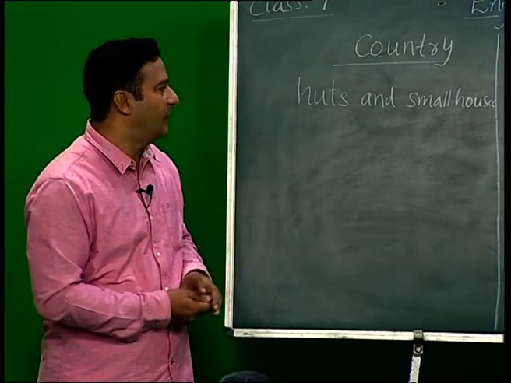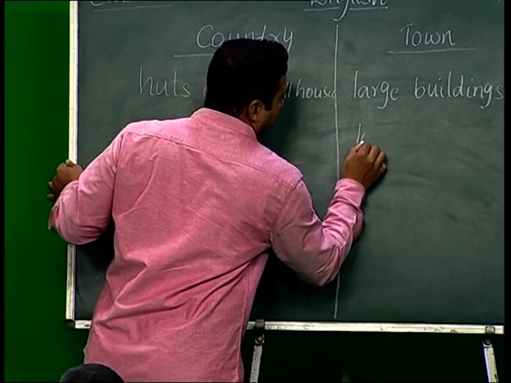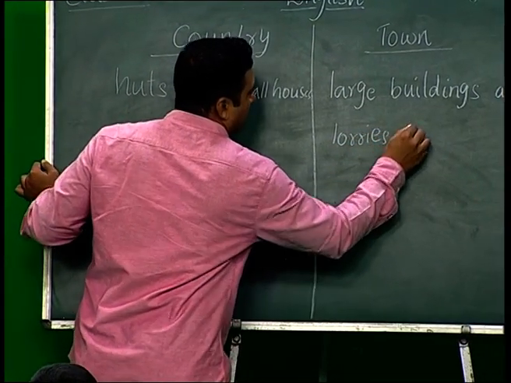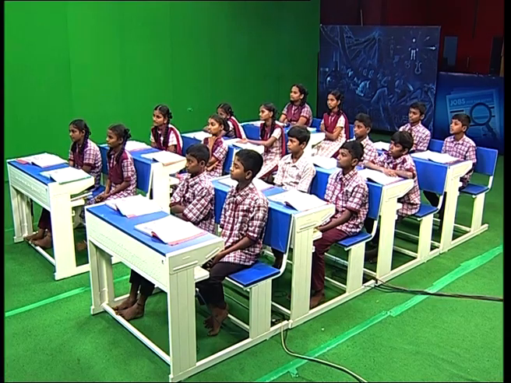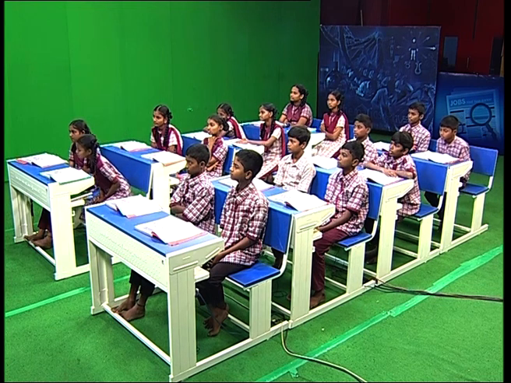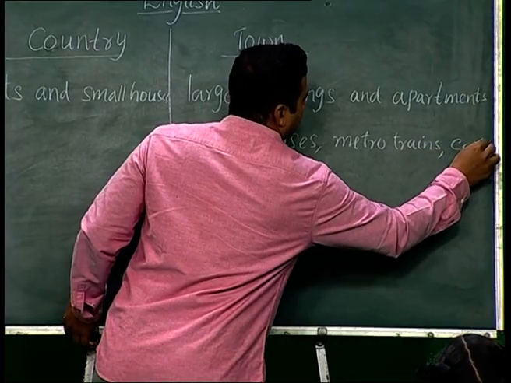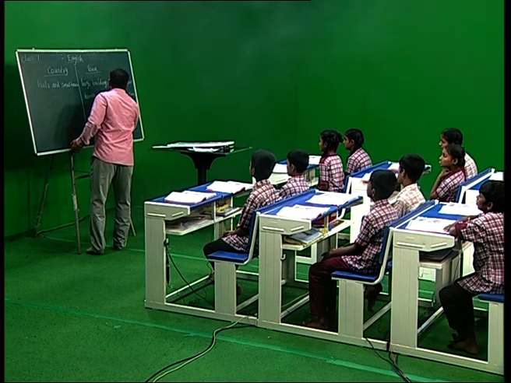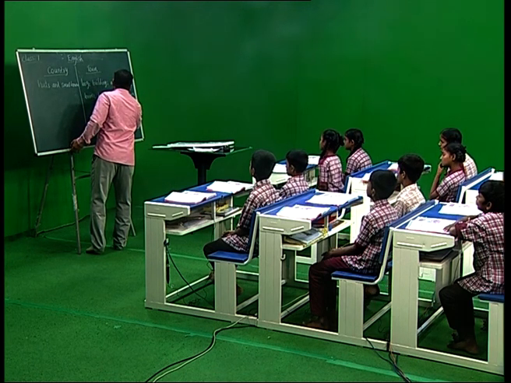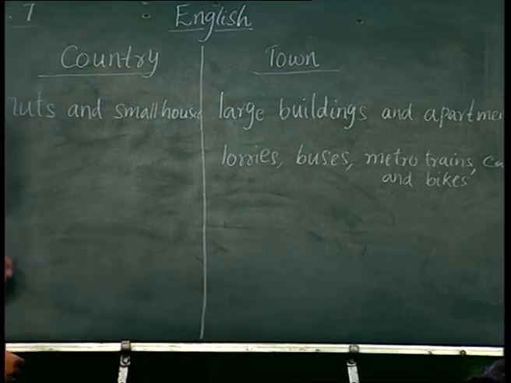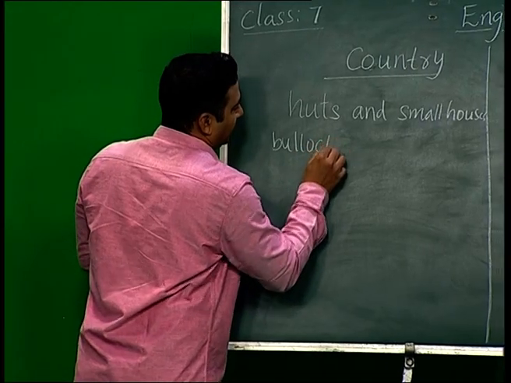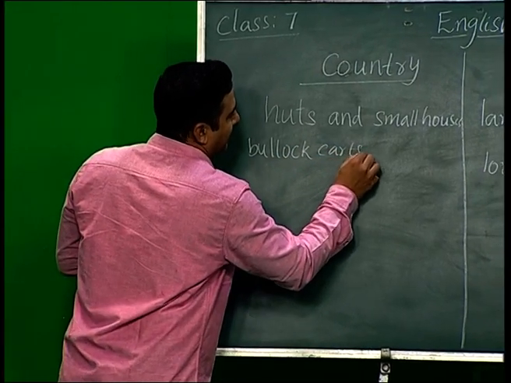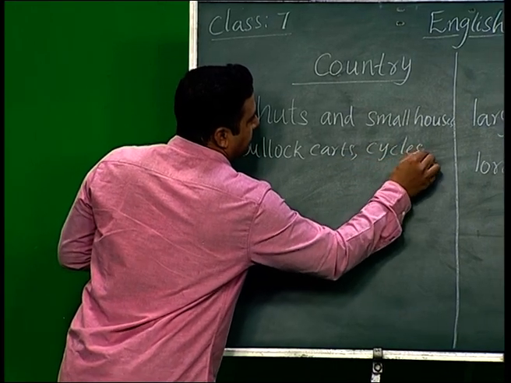So, in a town, we see lorries, buses, metro trains, bikes, cars, and autos. And what about the countryside? We see bullock carts, cycles, buses, and tractors.